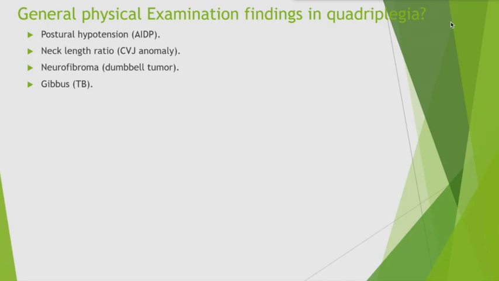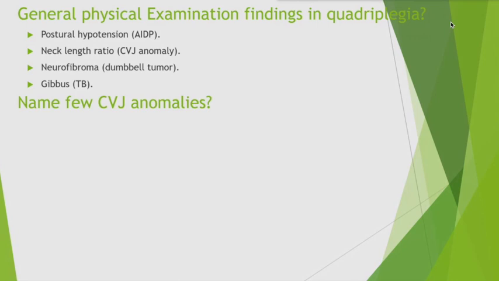Hypotension is very characteristic for AIDP. You have to look for birth defects, so you look at the proportion between the length of your neck and your height. Neurofibroma is looked for. In a case of trauma, if the vertebra is fractured, you may get a gibbus. TB, you can get a gibbus. Tumors, you can get a gibbus. So gibbus may be a clue to the site of localization. So certain things you look for in the general physical examination of a patient with quadriplegia.